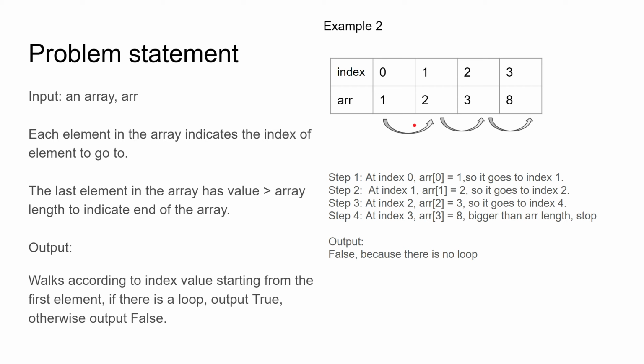For another example, when there is no loop, in the first step it'll go to index 1, and then the second step will go to index 2 because it's 2, and the third step it'll go to here, and then it's bigger than the array, so it stops. The output is false because there's no loop.